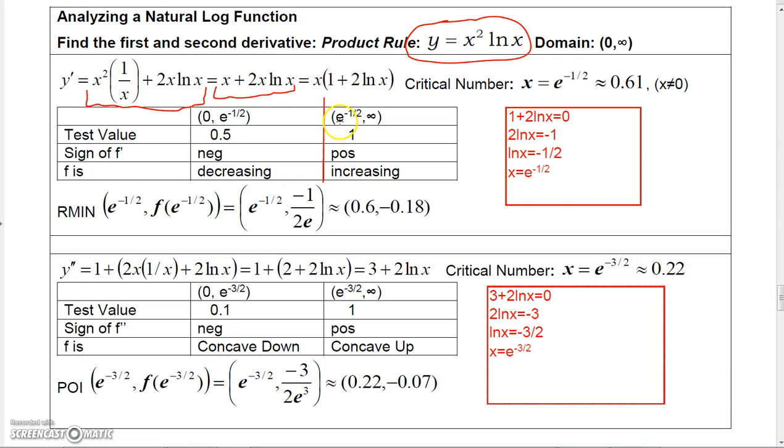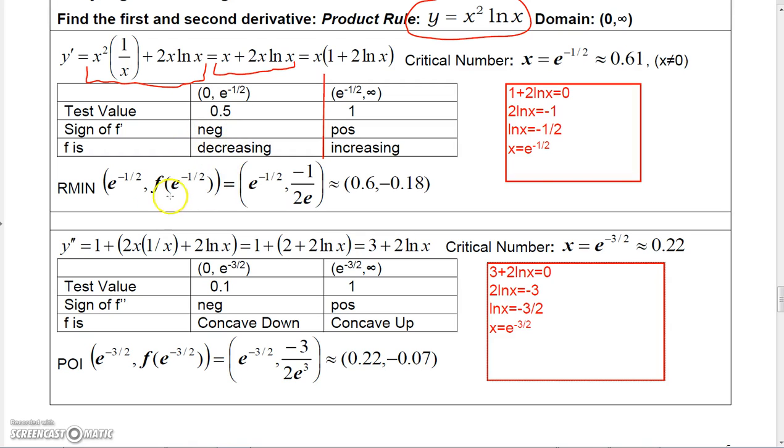And then if I pick a number to the right of e to the negative 1/2, 1 is certainly to the right of it, so I plugged 1 into the derivative and evaluated it, and I got a positive number, so the function must be increasing on that interval. Now notice over here I started at 0 instead of negative infinity, because remember, the domain of this function, since it has a log, has to be positive real numbers.